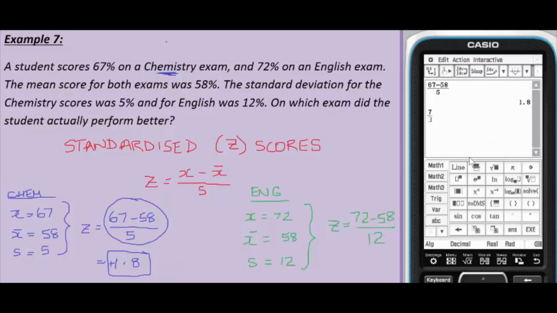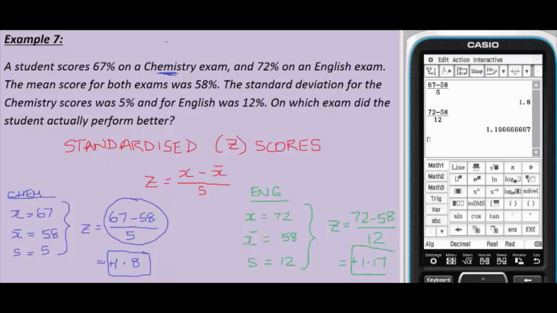So into the fraction button, 72 minus 58 over 12, and I get an answer of 1.17. And again, that's a positive, and it's positive because they scored above the mean. If you score below the mean, you'll get a negative.